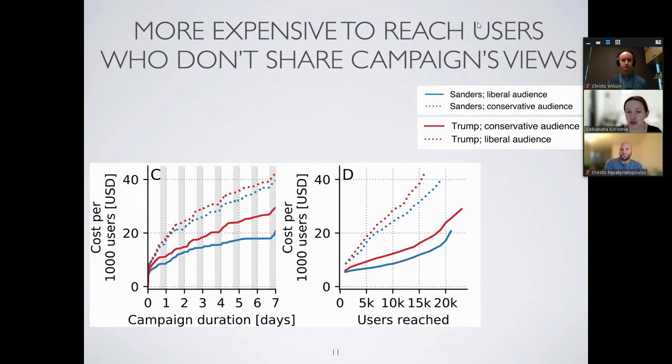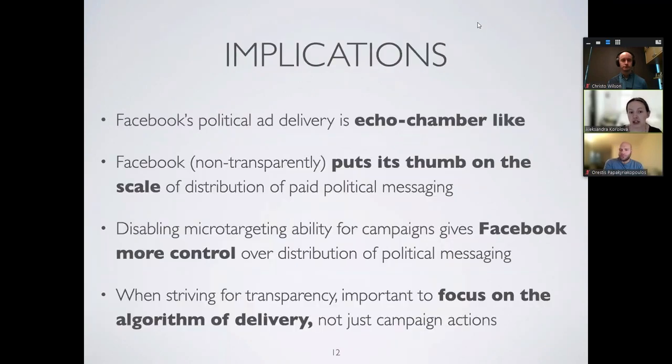Their algorithm will judge them differently simply based on their inference that the audience may be more receptive to one political campaign's message than to another political campaign's message. And what this tells us is that we need to be looking not just at what the campaigns are doing, we need to be looking at what the algorithms that then take these campaigns and decide who to show them to, how they decide this.